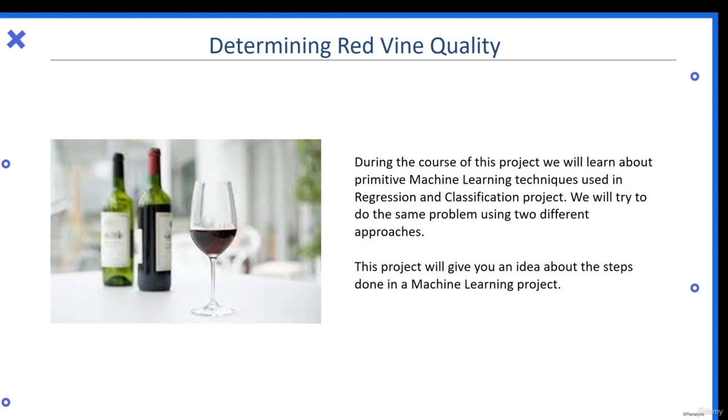So now as written, during the course of this project, we will learn about primitive machine learning techniques used in regression and classification. We'll try to do the same problem using two different approaches. That is, we'll be approaching the problem with two different approaches and then we'll be observing the results. We'll see in the next section how those approaches will be.